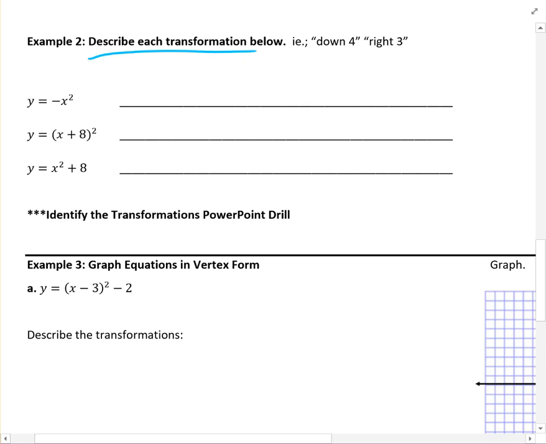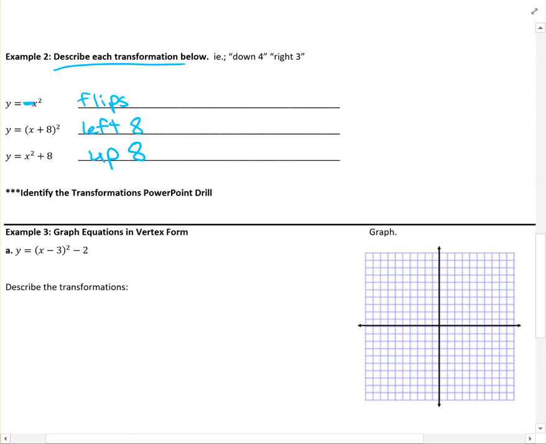Describe each transformation. The first one, the negative in front of it means it flips upside down. This +8, that means it's going to move left or right, opposite of the direction you'd expect. Plus is to the left. So the graph moves left 8. This +8, not in parentheses with x, means it's an up or down. It moves up 8. So you'll see what that means as we do it a little more.